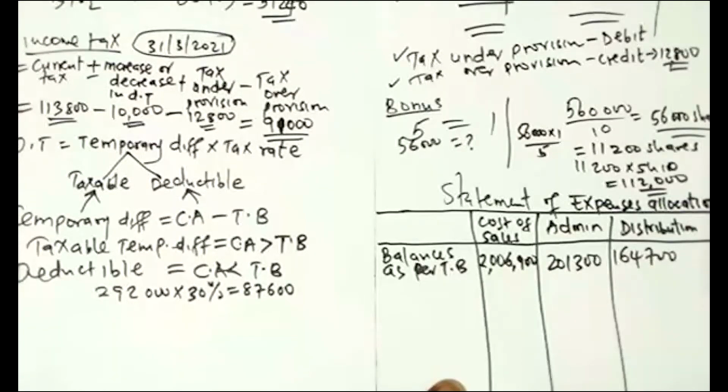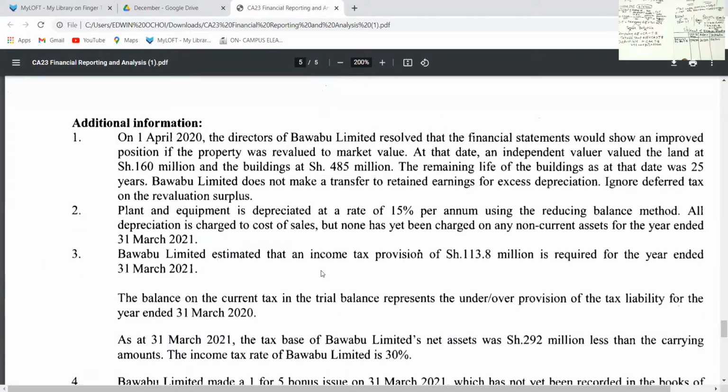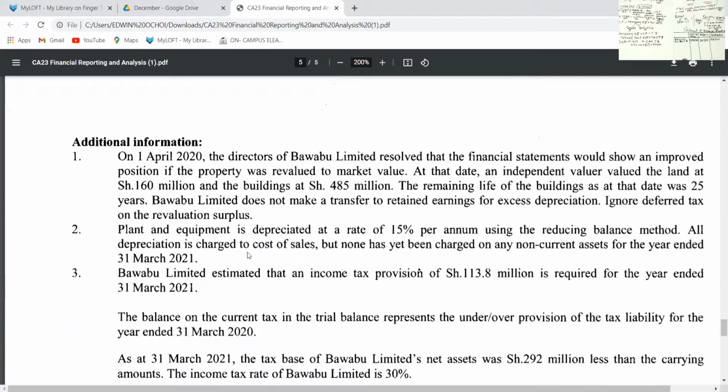After we have recorded the balances brought down, you go to the additional information from the first one to the last one. You check any expense in this additional information, before we embark on the trial balance again, to check if there are any other expenses we have not recorded. Checking additional information number one, there was the depreciation of building, the one we did over the useful life. That is 485,000, which we divided by 25, so 19,400 is the first expense.